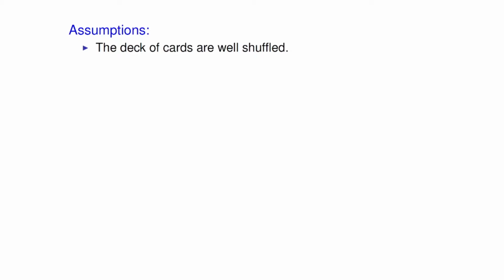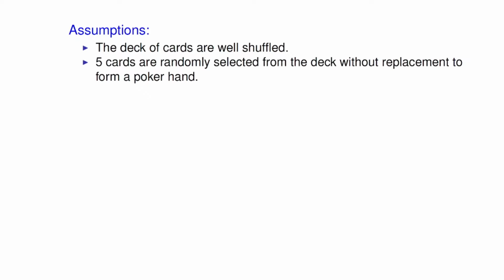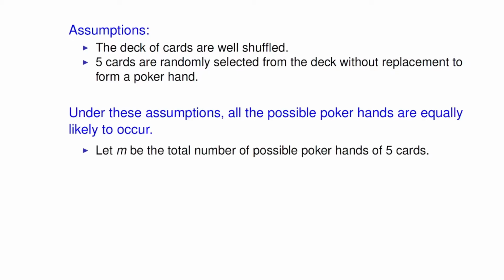Now, for this poker hand, we make the following assumptions. Firstly, the deck of cards is well shuffled. Secondly, 5 cards are randomly selected from the deck without replacement to form a poker hand. It's a 5-card poker hand. Under these assumptions, all the possible poker hands are equally likely to occur.